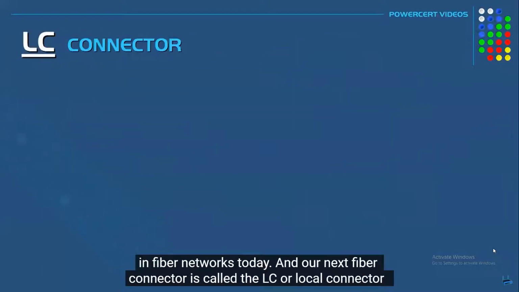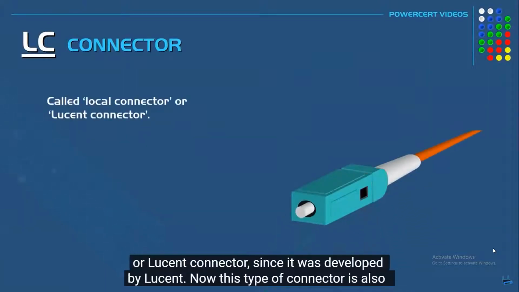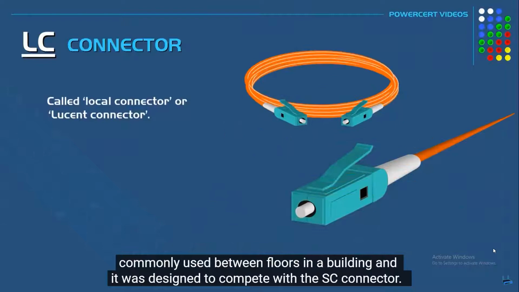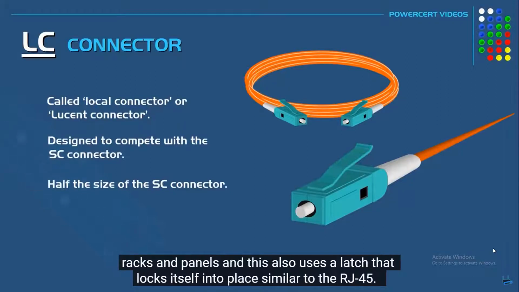And our next fiber connector is called the LC or local connector, or Lucent Connector, since it was developed by Lucent. Now this type of connector is also commonly used between floors in a building, and it was designed to compete with the SC connector. It's about half the size of the SC connector, which makes it better for highly populated racks and panels. And this also uses a latch that locks itself into place, similar to the RJ45.